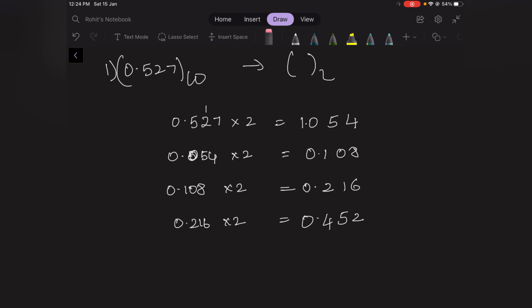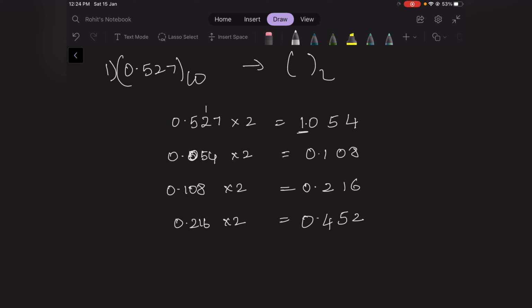Now we are going to see another example of how to convert a decimal value to a binary value, but now we have a decimal point. Let us see how to do it. We have to multiply this number by 2. So 0.527 multiplied by 2, we get the product 1.054. We should not consider the number before the decimal point, that is 1. We consider 0.054 and multiply that number again by 2. So 0.054 multiplied by 2 gives 0.108 as the product.